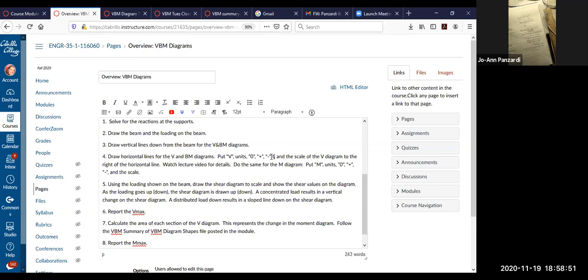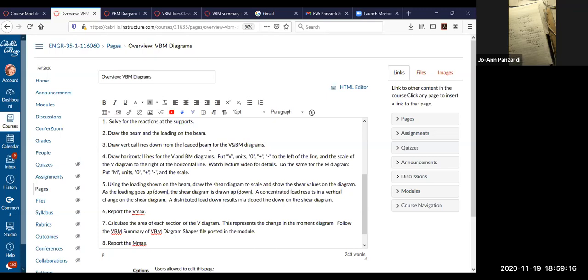Maybe the vertical lines clarify that it's from the forces acting on the diagram too. Do you want me to change the wording? Is it okay now? Draw vertical lines down from the loaded beam. How's that? I mean, Maria?